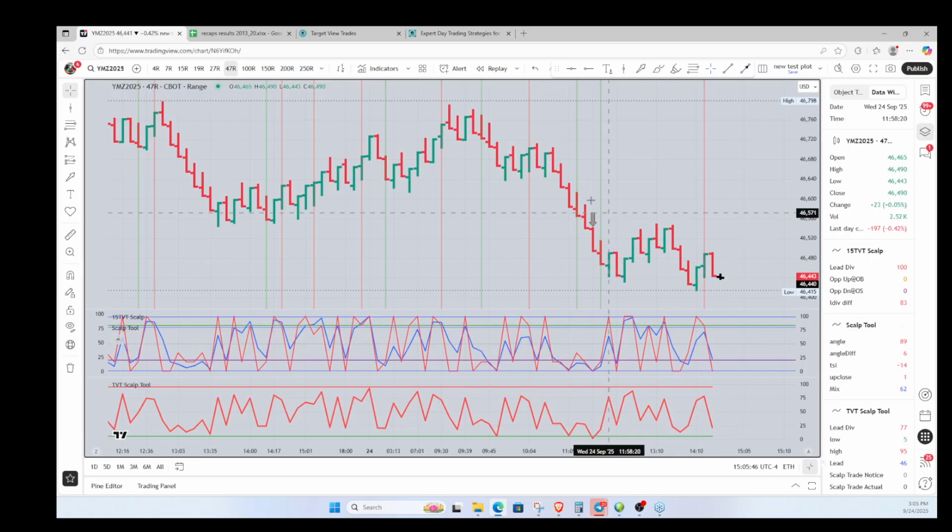Okay, and you can see right here, I just flipped this to the 47 range YM, and you just had a great trade right there. Same stuff. Alright. You see how this one did it on the fade, and this one did it on the turn down?